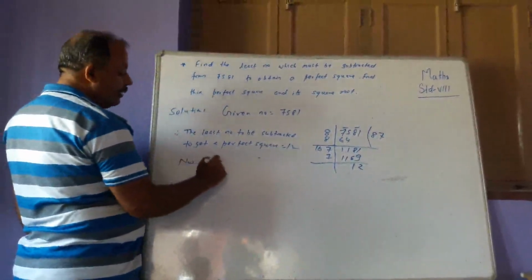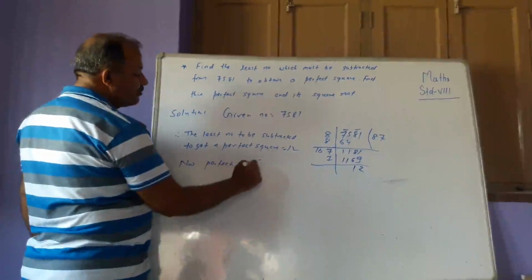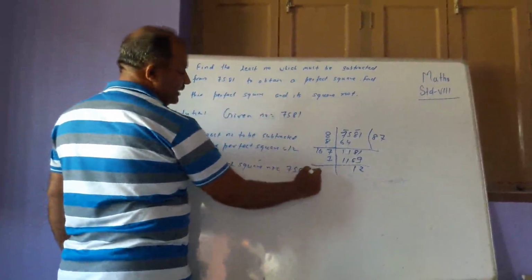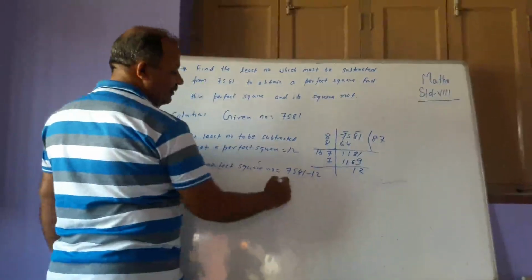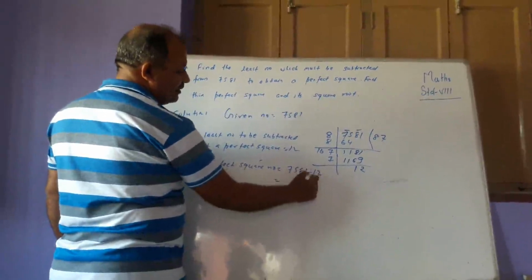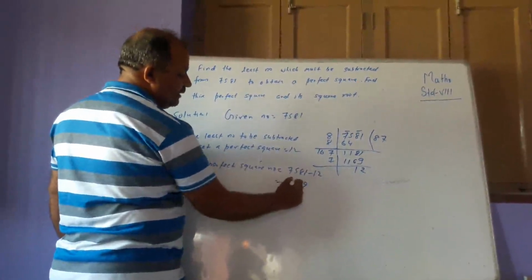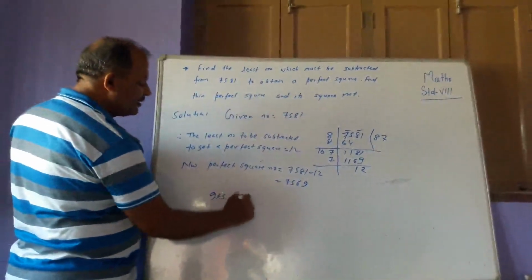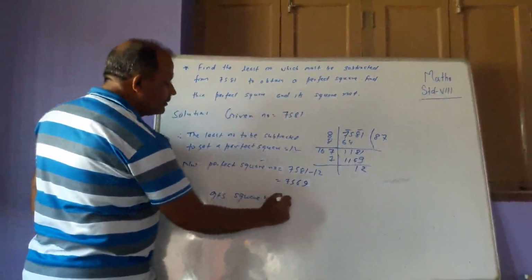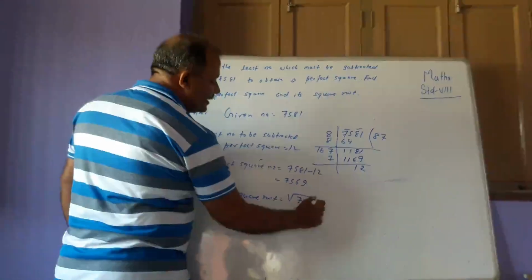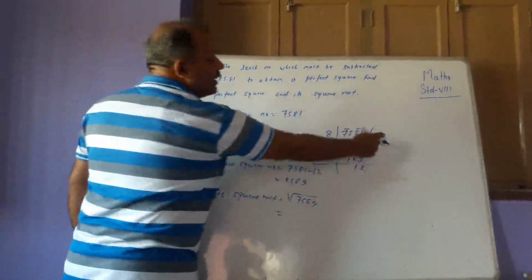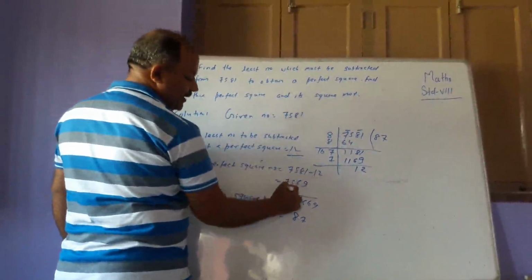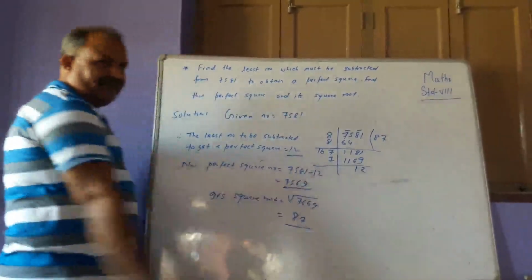Now, the perfect square number is equal to 7,581 minus 12. 11 minus 2 is 9. 7 minus 1 is 6. 7,569. Its square root, the square root of 7,569, will be 87. This is the first answer. The perfect square number is this and its square root is this.